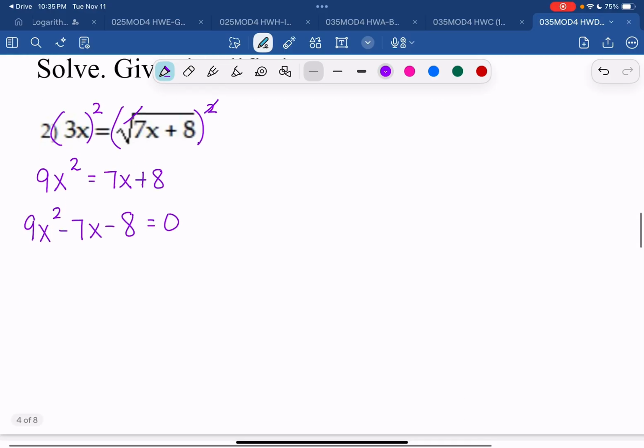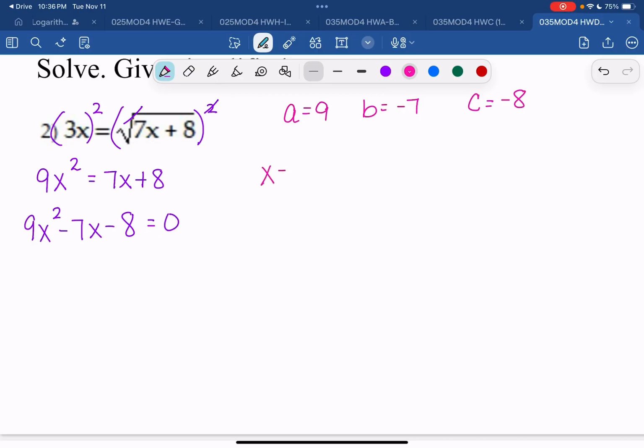Now, I just think this one looks a little bit tough to factor. I don't like that 9 in the front. So, hey, I'm going to use the quadratic formula just because I think that's what I want to do. So, in this one, my a value is 9. My b value is negative 7. And my c value is negative 8. Okay, remember, no matter which method you choose, you'll always get the same answer.